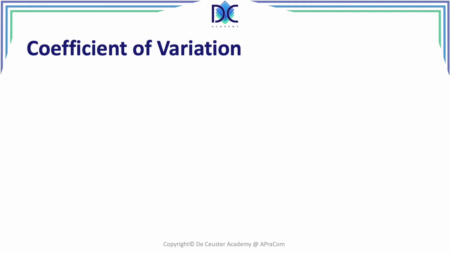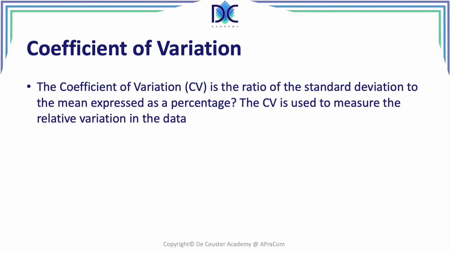coefficient of variation. And the coefficient of variation, also given by CV, is the ratio of the standard deviation to the mean expressed as a percentage. The CV is used to measure the relative variation in the data. So basically we have here a relative variation, and it makes it possible to compare different distributions with each other.